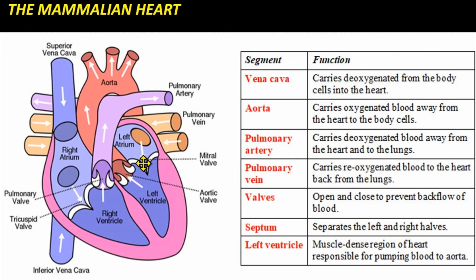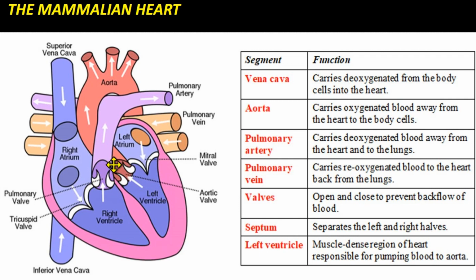We have valves, so we have four particular valves you have to take note of. We have these two semilunar valves here, and this is called the pulmonary valve, and this is called the aortic valve. This is because it's connected to the pulmonary artery and the aorta. These are the two valves. This is called the tricuspid valve, and this is the bicuspid valve or the mitral valve.